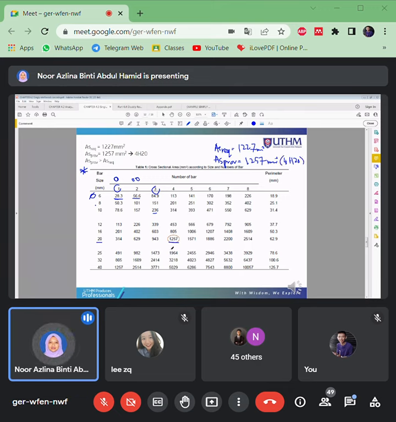Okay, let's say you don't want these suggestions. If you choose 4H20, it will become 4 numbers of bar at the tension zone here. Let's say this one, or let's say this one: 5H20, with the area of 1571.